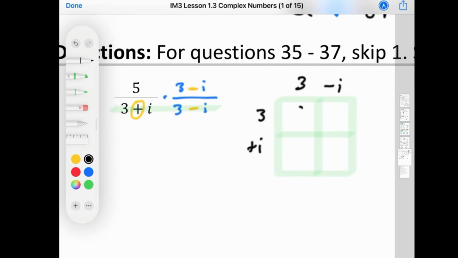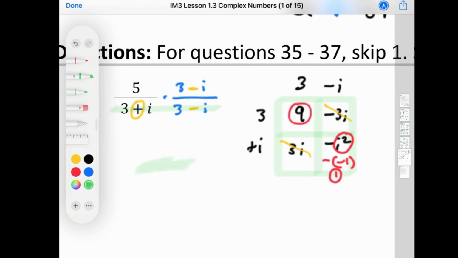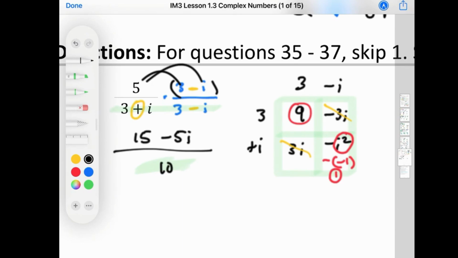So we're going to multiply, then add. 9, negative 3i. Positive 3i and negative i squared. Positive 3i and negative 3i equals 0, and i squared equals negative 1. So that'll become 1. So 9 plus 1 in green, this will give me in the denominator a 10. Okay, here I'm going to distribute. 5 times 3 is 15, and 5 times negative i gives me negative 5i.